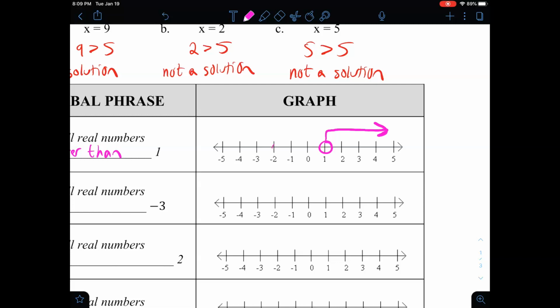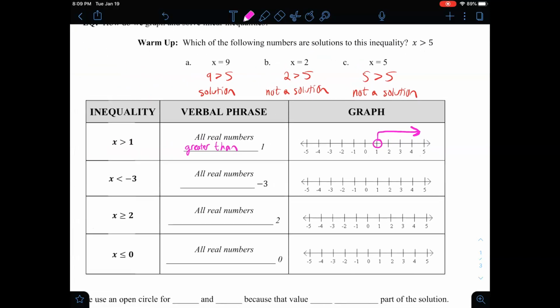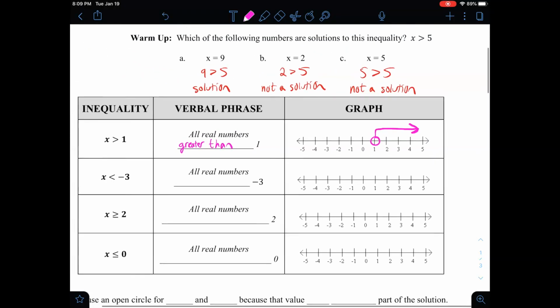Whereas if we check negative 2, negative 2 is not greater than 1, so it's not part of the solution. This shading that we're doing, we could shade like this too if you wanted to. Another way that people do is they go like this. Shading means that it's part of the solution. Okay? And we'll come back to the circles in a second here. But we'll use an open circle for this one.